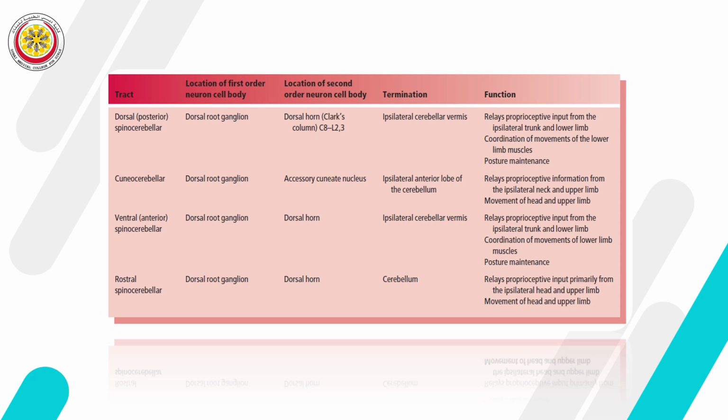This is the cuneocerebellar from the dorsal root ganglion. Accessory, it's not the cuneatus, it's an additional cuneate nucleus, then going to the ipsilateral anterior lobe of the cerebellum. So this is an additional one. Now look at the rostral from the dorsal horn and then termination in the cerebellum. These two are additional to the ventral and dorsal.